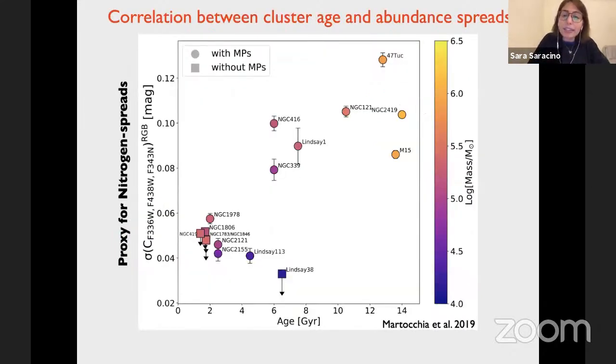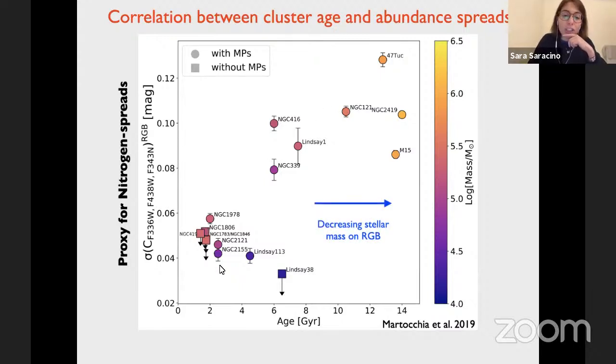So one other piece of evidence that we got from this survey is that if you plot a proxy for the nitrogen spread for all these SMC-LMC clusters versus age, you see that there is a trend of this nitrogen spread to be higher for older clusters compared to younger ones. And this is something that we need to keep in mind.